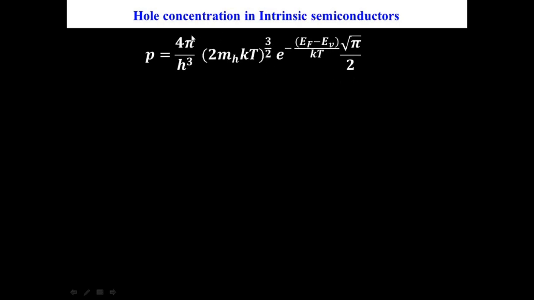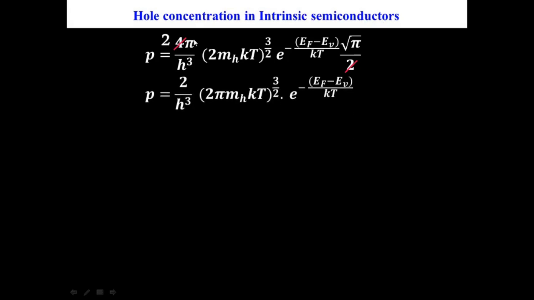Now this is 2 and this is 4, so it can be divided. 2 ones are 2, 2 twos are 4, so here is 2 pi. Here is a pi to the power half, and here is a pi to the power 1. So pi combines and we get pi to the power 3 by 2, because 1 plus half is 3 by 2. So pi can be taken inside the bracket with the same power 3 by 2.